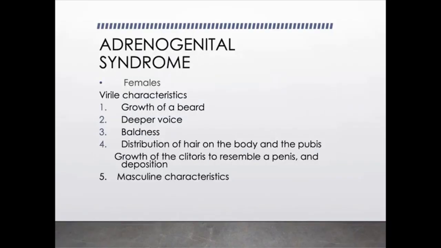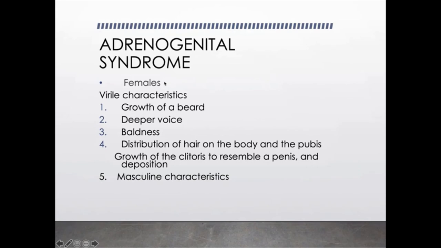Next is the adrenogenital syndrome. As we have discussed, the adrenal cortex also produces sex hormones. So whenever there is an abnormality with the production of the sex hormones, it leads to the adrenogenital syndrome. For example, in the female, it leads to virile characteristics, the characteristics which are specific for males. For example, growth of a beard, deeper voice, baldness, distribution of hair on the body, especially on the pubis and in the armpits, growth of the clitoris to resemble a penis and deposition of fat in it, and all the masculine characteristics.